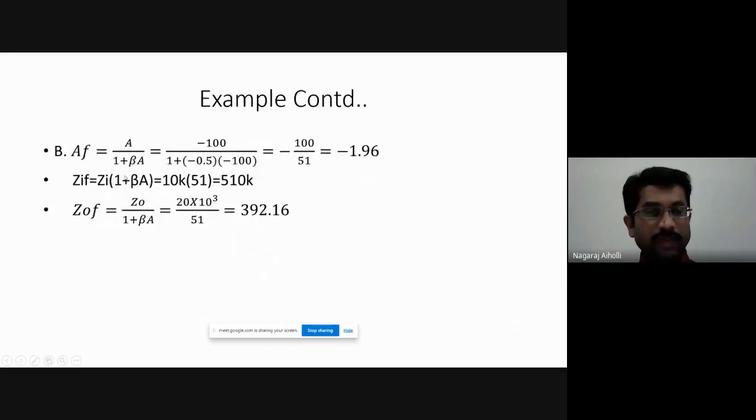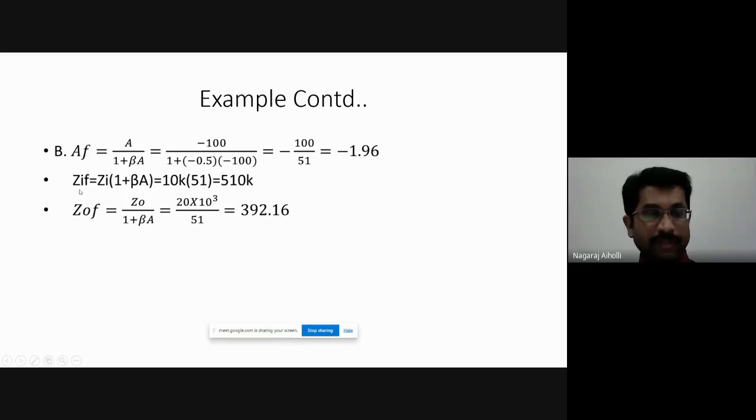AF is A divided by 1 plus beta A. A is minus 100 divided by 1 plus minus 0.5 into minus 100. Beta is minus 0.5 for the second part. Minus 0.5 into minus 100 is how much? 0.5 into 100 is 50, right? Minus into minus is plus. 50 plus 1 is 51. It is minus 100 divided by 51, that we get as minus 1.96. AF is the gain with feedback.